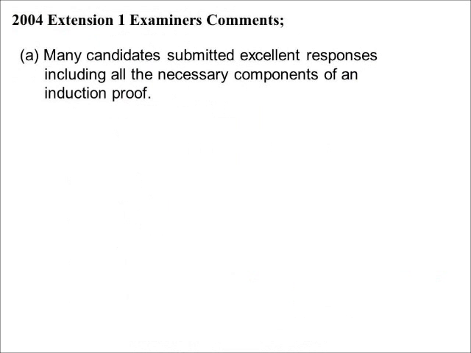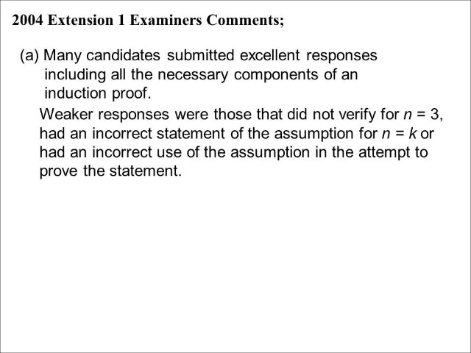Okay, what happened with that question? So, many candidates actually did this one quite well. Submitted excellent responses, including all the necessary components of the induction proof. Weaker responses. Yes, people out of habit go and do n equals 1 for the first case. So the poorer responses wouldn't have done n equals 3. They would have tried n equals 1 and gone, oh no, what's going on here? Had an incorrect assumption for k, or incorrect use of the assumption, because they probably out of habit again went plus instead of multiplied.